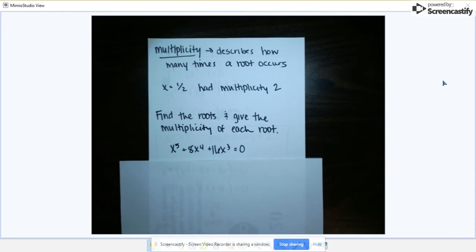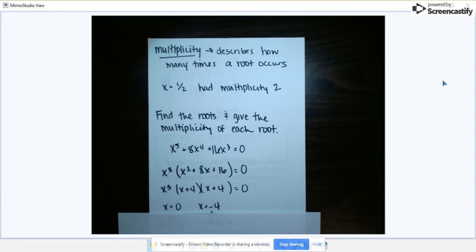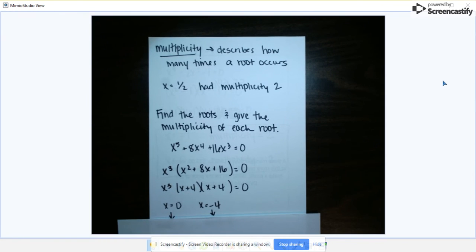So here's another example where we're going to find our roots and then give the multiplicity. So we can take an x cubed from each term, and then we can factor our parentheses to (x plus 4)(x plus 4). Well, now when we set each piece equal to 0, x to the third set equal to 0 would be x equals 0. And then both of these give us a root of x equals negative 4. I went ahead and wrote in the multiplicity below.